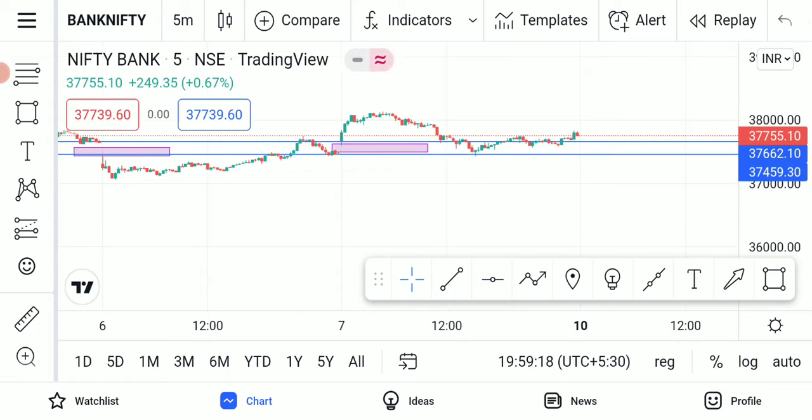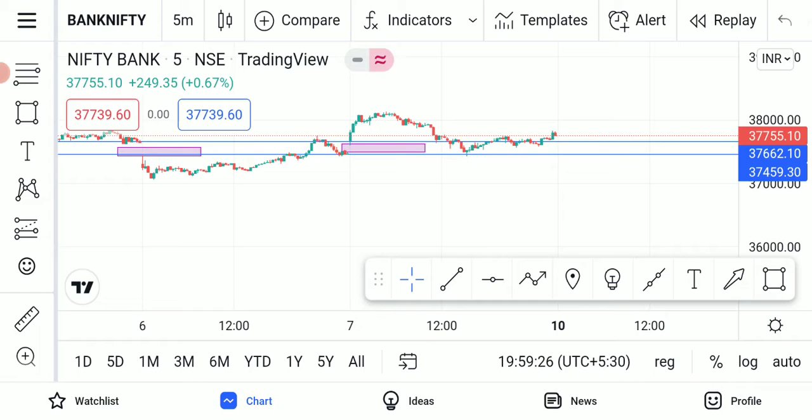If you see here, initially it has given an opportunity to enter. There was a gap up of around 100 to 200 points, and it moved further up by 600 or 700 points. So if you enter here while it is uptrending, there can be a fake uptrend as well.